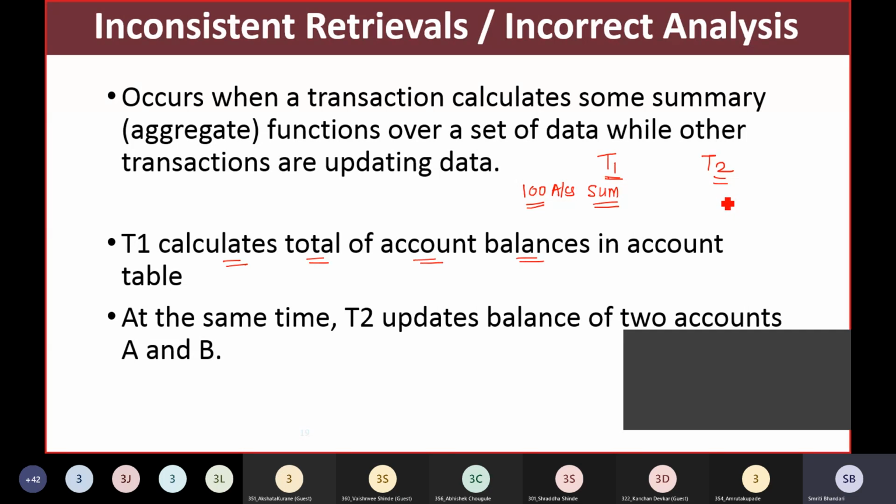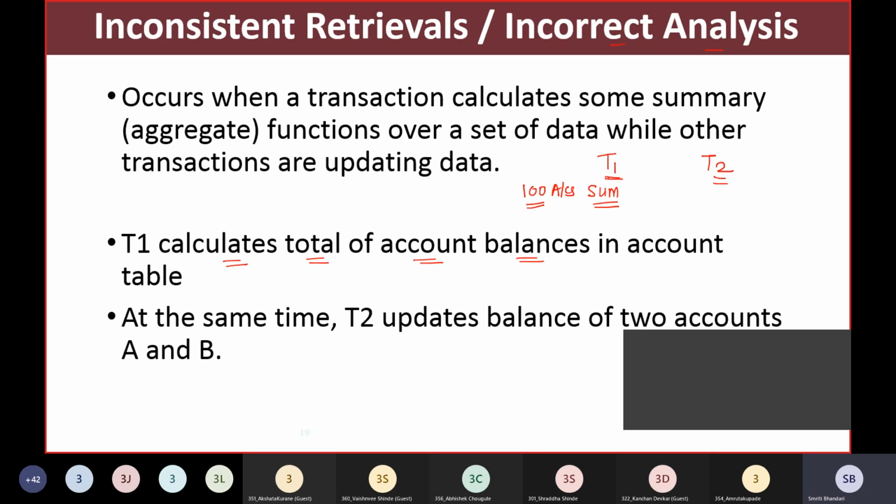So this problem is known as inconsistent retrievals, or it is also known as incorrect analysis. And this occurs when one transaction is carrying out some kind of aggregation function and other transaction is actually updating the same data.